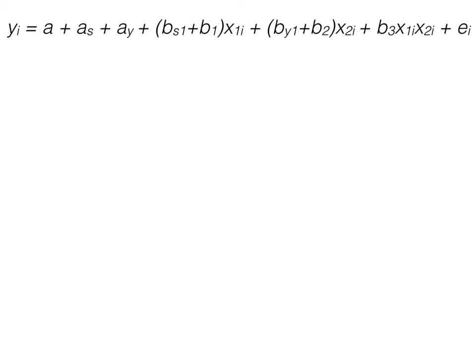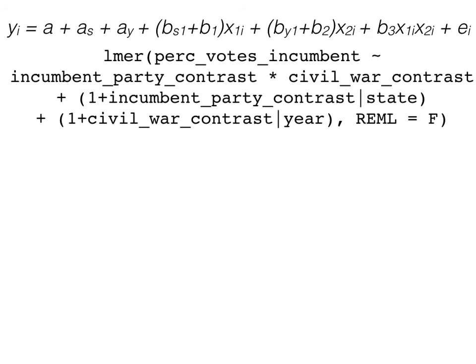Once again, our equation has not changed, and here is our LMER call. As you can see, the only change is this REML equals false. This is a necessary addition if you're going to do model comparison for any LMER calls. However, it's not required for any GLMER calls. We're not going to stop with this model though.